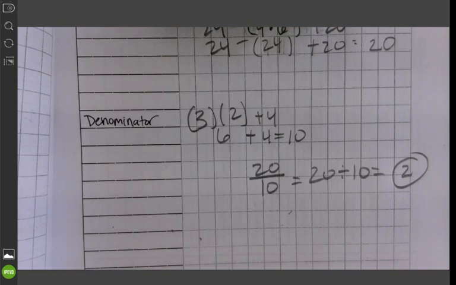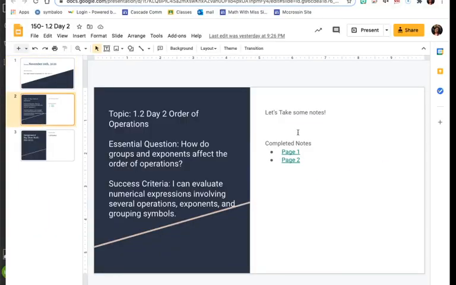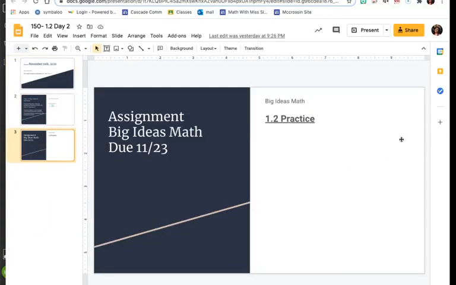That's all I have for our notes. Let's go to our assignment for today, this Thursday. All right, we took our notes. Here's pointers. Our assignment is to go into Big Ideas Math and complete the 1.2 practice.